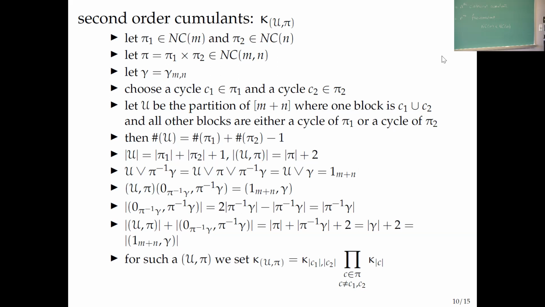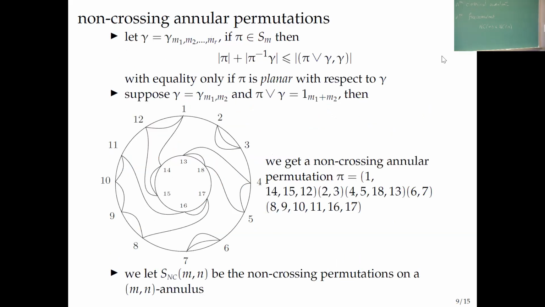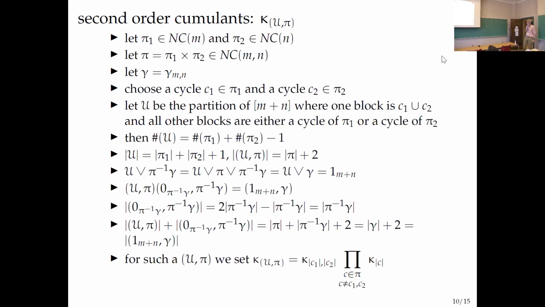Okay, so that would be the case when there is no through cycle. On each circle, you have a non-crossing partition, but there's no block of the partition or cycle of the permutation that connects the two circles. And that's the thing we were trying to find. And let gamma be gamma_{m,n}. And I'm going to choose a cycle on the one partition or permutation, and then a cycle on the other one. And I'm going to make a partition U where I join these two things to make a single block. And every other block is a cycle of pi 1 or a cycle of pi 2.